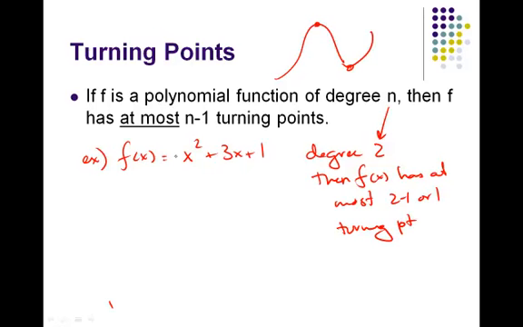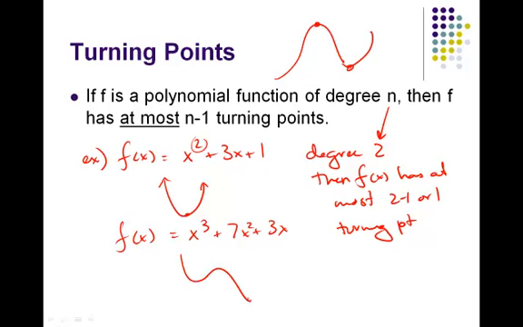And that should make sense. A second degree is a parabola that has 1 turning point. So whatever the degree is, it has 1 less turn in it. If f of x is x cubed plus 7x plus x squared plus 3x, this would have at most, since it's third degree, 2 turning points. And I can tell you the cubic functions, whoops, I'll make that a negative so my end behavior is right. A negative goes down on the right, up on the left, and it would have 2 turning points.